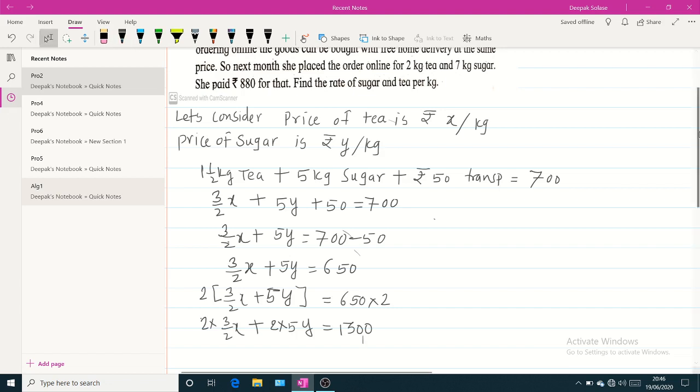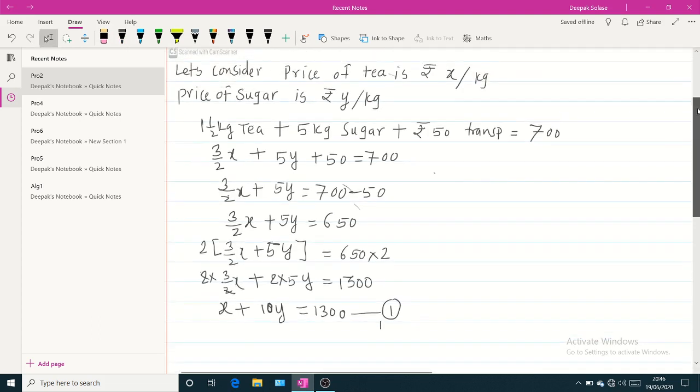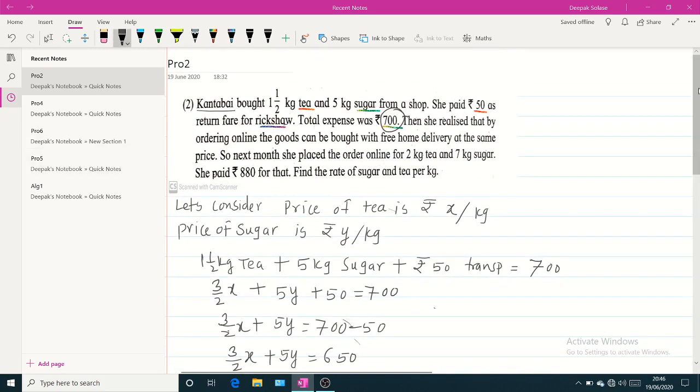So we got the equation. In simplified form, the 2 and the 2 get cancelled. What remains is x plus 2 fives, that is 10y, equals 1300. This is equation 1. We got this equation from the first condition, everything up to 700. This is the first condition.